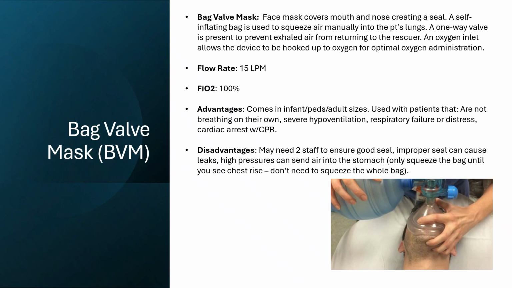It's got a one-way valve to prevent exhaled air from returning to the rescuer, and then an oxygen inlet, which allows the device to be hooked up to oxygen for optimal oxygen administration. It doesn't always hook up to oxygen, but best case scenario, you hook that thing up to oxygen and you can get a FiO2 of 100%. The flow rate on the bag valve mask is always 15 liters per minute. I have seen some people do 10, but like, what's the point, you know? 15 is where you should start.